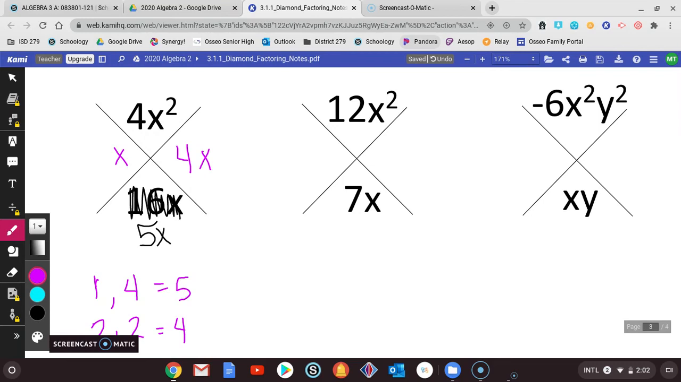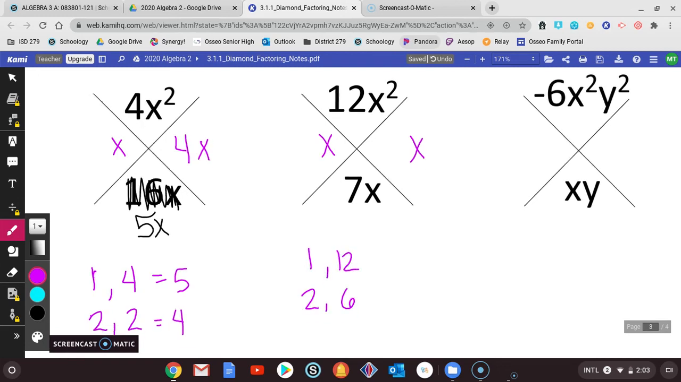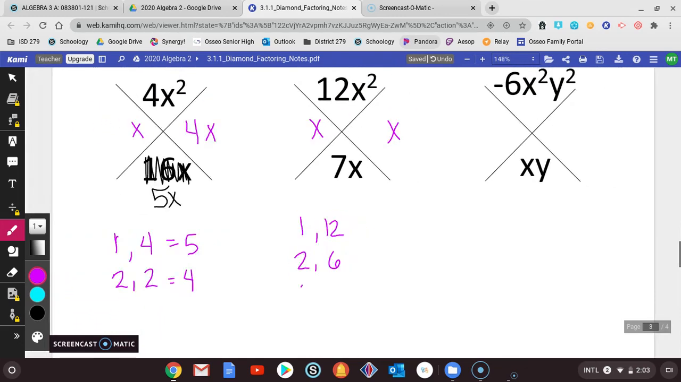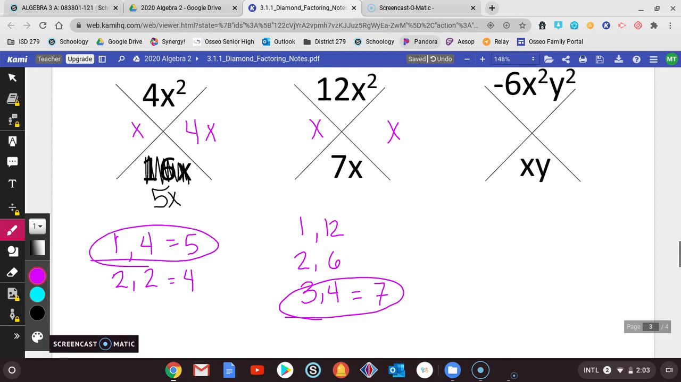Okay, so now this one is right. So if I look at x squared and then I want it to add to an x, that means that they both have to have an x in them. Now I look at the 12: 1 and 12, 2 and 6, and then 3 and 4. Well, some of you already jumped to, well, obviously it has to be 3 and 4 because that adds to a 7. So 3x and 4x. They multiply to 12x squared and they add to 7x.